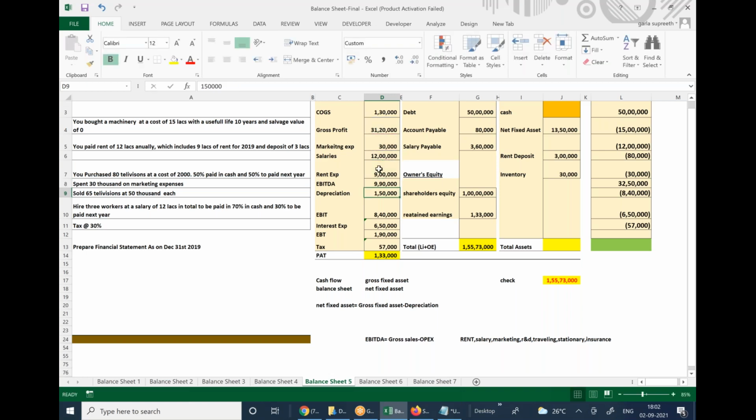What are indirect expenses? They are in no way directly related to your revenue. Whether you make zero sales or 1 crore sales, at the end of the day you need to pay the rent, marketing expenditure, salaries. So that is your operating expenditure. So your EBITDA is gross profit minus all the expenditure. Then EBITDA minus depreciation, you get EBIT. EBIT minus interest, EBT. EBT minus tax, profit after tax.